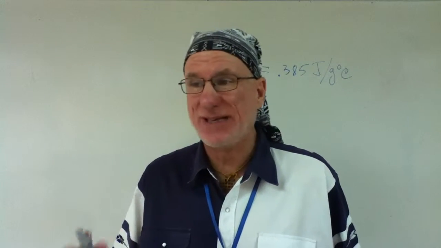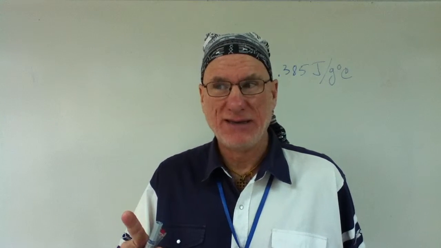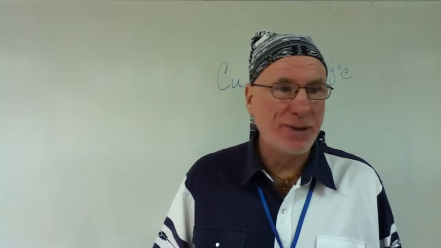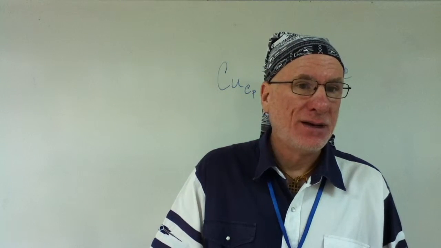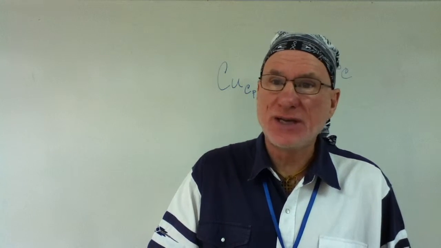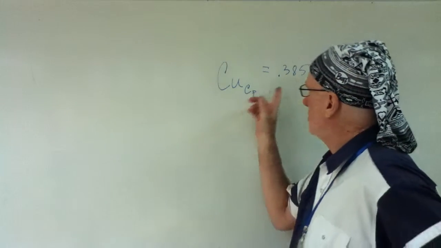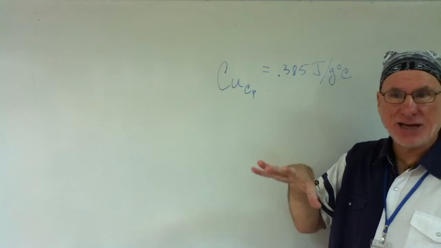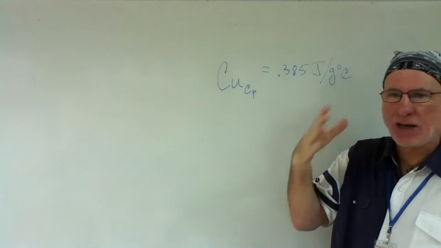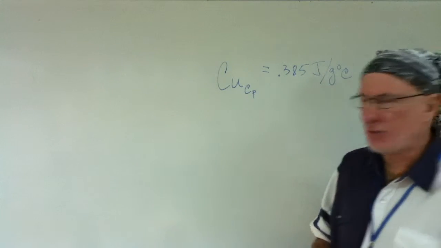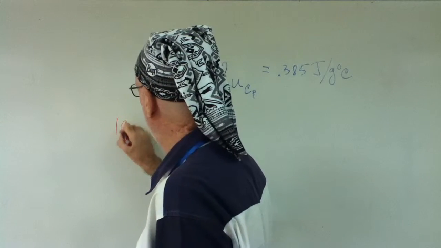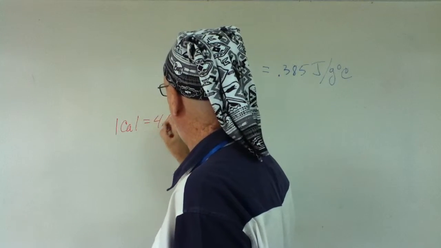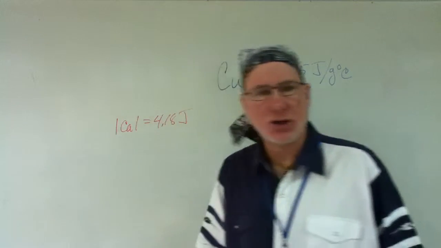Do you know what specific heat capacity is? Very simple. It's very specific. No pun intended. It's simply the amount of heat needed to raise 1 gram of a substance 1 degree Celsius. That's all. And for this, it's going to be 0.385 joules. That's energy, mechanical energy, okay, as opposed to calories. You could use calories. Okay, for instance, 1 calorie equals 4.18 joules, the conversion.